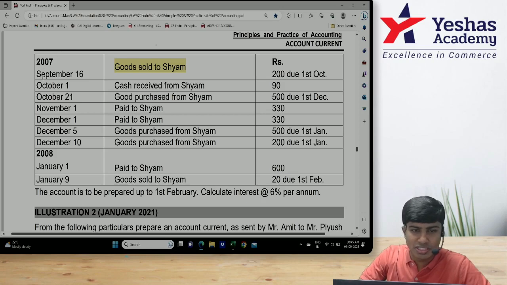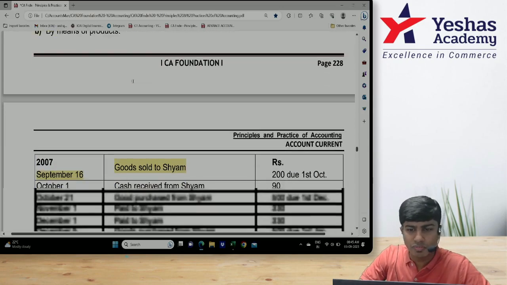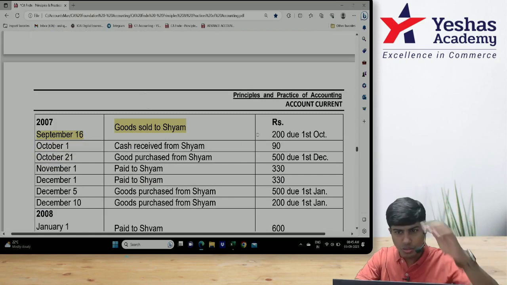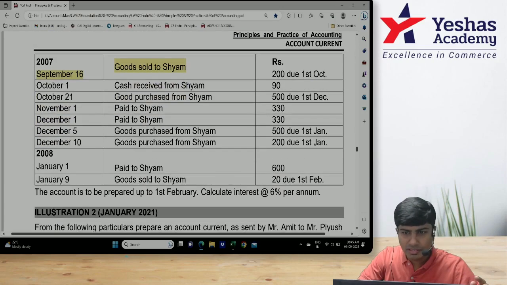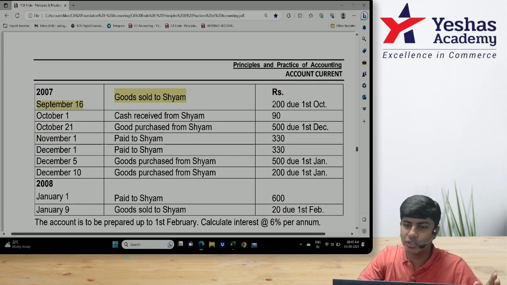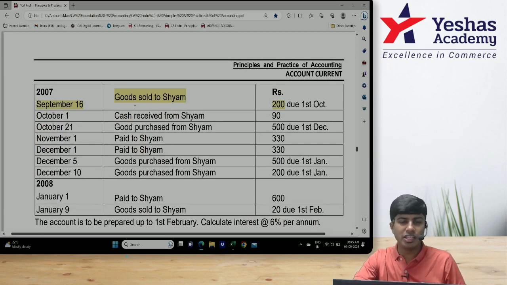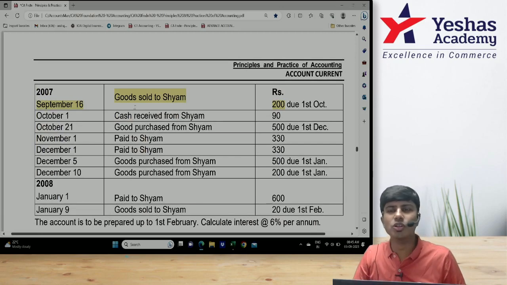Okay. 2007, September 16. What is happening on September 16? Goods are sold to Shyam. Very good. How much? 200. It's okay. That is the due date. This has gone a little up. It should have come a little down. Goods sold to Shyam.